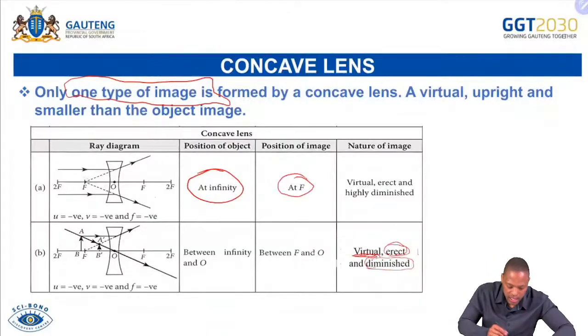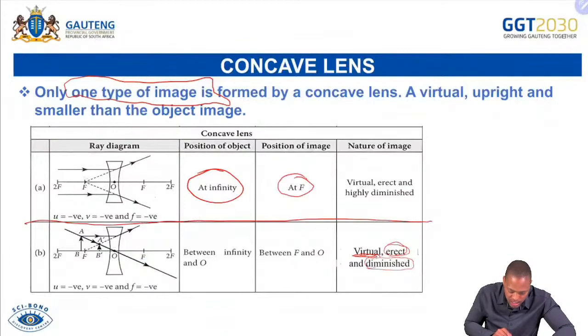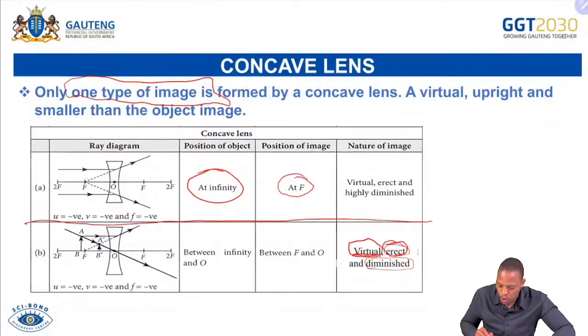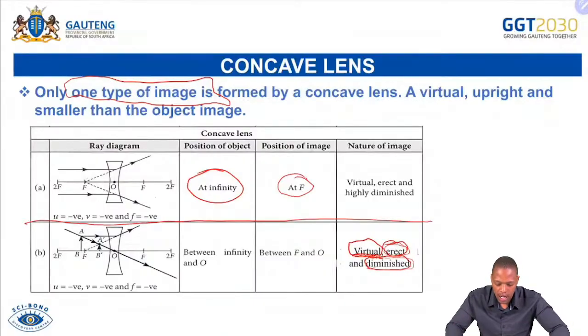But for practicality, this is the part I want you to focus on. Let's say the object is anywhere, either before 2F, between F and 2F, between F and optical center, wherever you place it here, the image that you are going to form will always be virtual. The image you are going to form will always be erect. The image you are going to form will always be diminished, or will always be smaller. And that's the nice thing about the concave lens. So there is nothing too much that we should speak about.